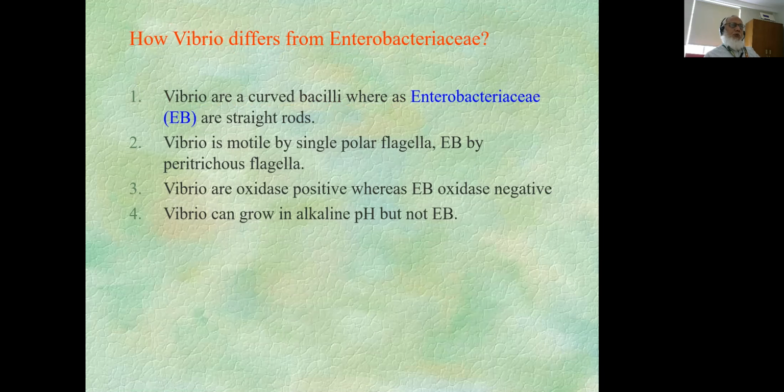Sometimes it is asked how Vibrio differs from Enterobacteriaceae. Very easy questions. Vibrio are curved bacilli, whereas Enterobacteriaceae are straight. Vibrio is motile by a single polar flagellum and Enterobacteriaceae by peritrichous flagella. Vibrio are oxidase positive and Enterobacteriaceae are oxidase negative. Vibrio can grow in alkaline pH, but Enterobacteriaceae cannot.